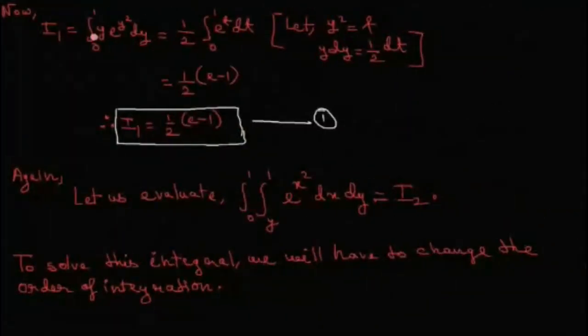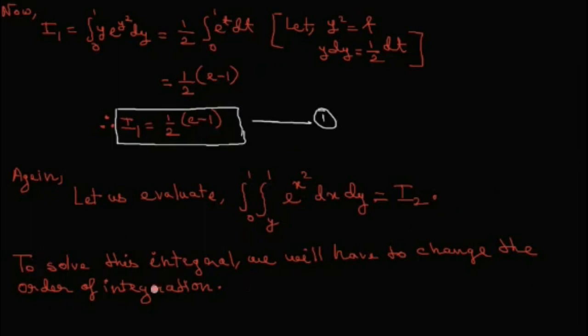Now let us first evaluate I1, which is the integral 0 to 1 of y e to the power y square dy. It is a simple integral. We can calculate it by substituting y square equal to t, and we are getting I1 as half into e minus 1. Now the main part comes. We have to evaluate this double integral, 0 to 1, y to 1, e to the power x square dx dy, which is our I2.